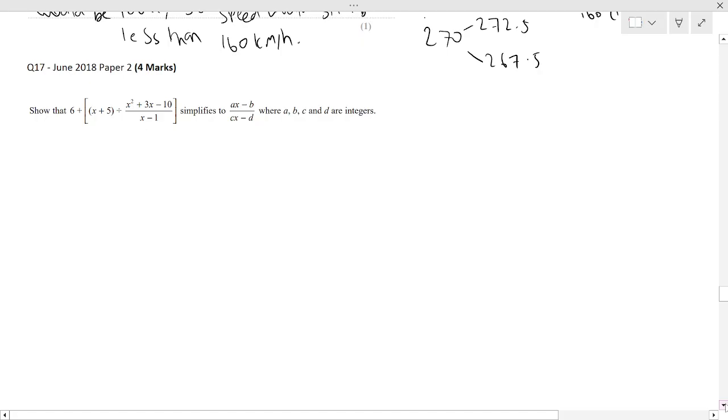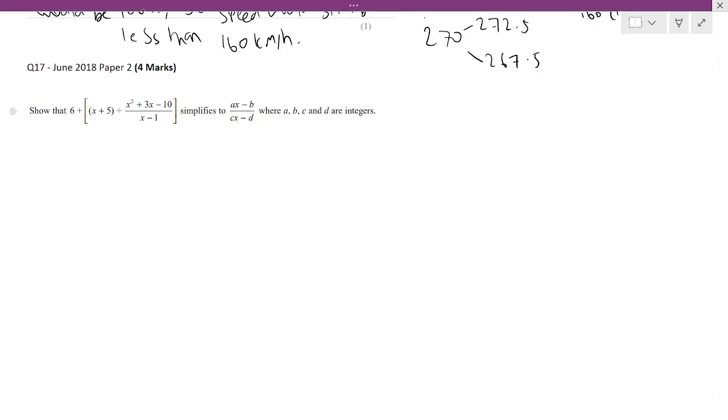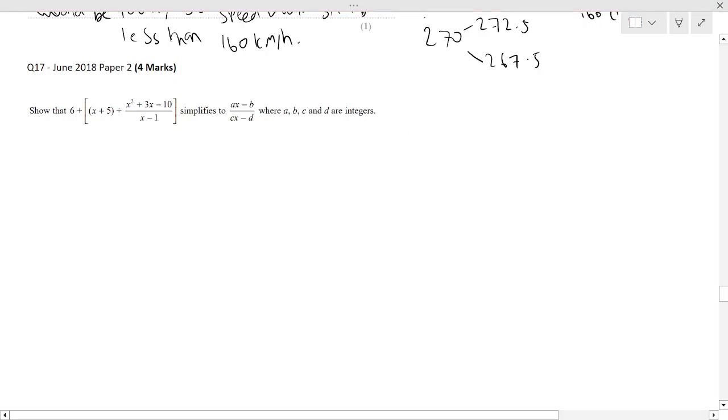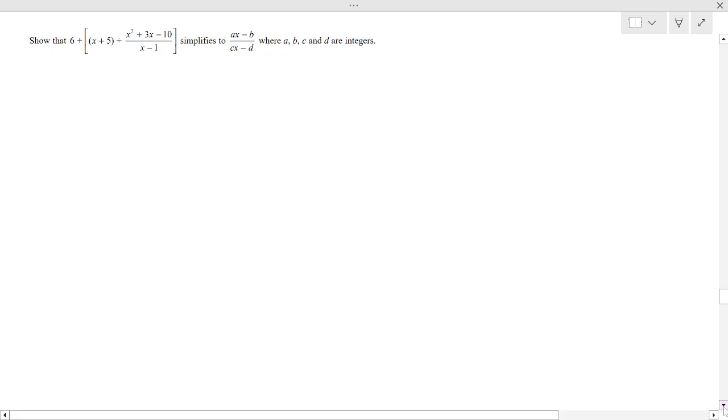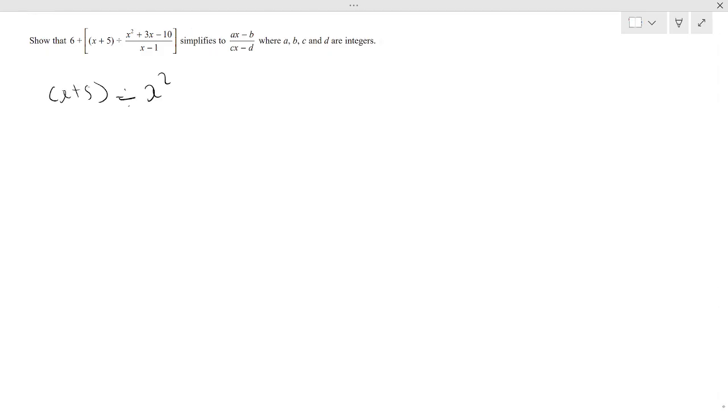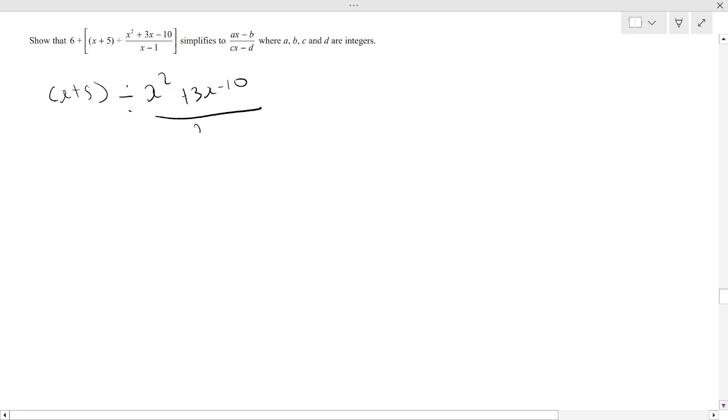Okay. Oh dear, now we've got this sort of fraction question. They love asking a really weird fraction question like this. But once you break it down and know what you do, it shouldn't be too bad. So what I'm going to do first is work inside the bracket. So let's do this part first. So you have x plus 5 divided by x squared, divided by, need to make that a bit clearer, there we go, x squared plus 3x minus 10 all over x minus 1.